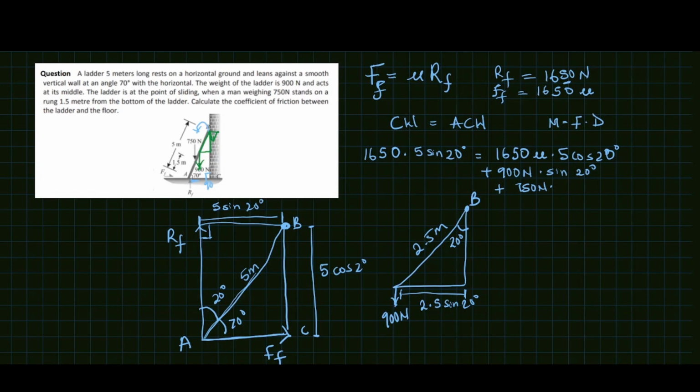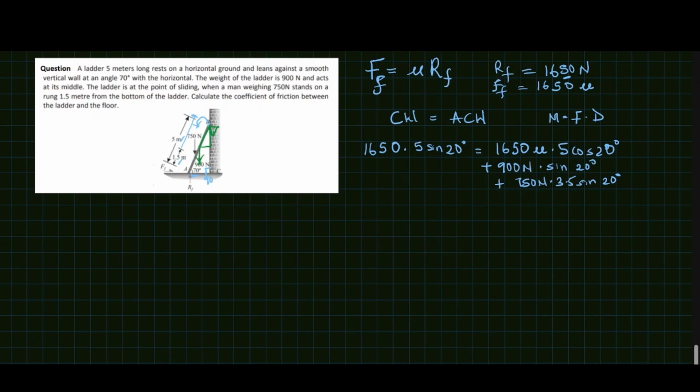Just imagine if the ladder broke at that point, where would B turn to? So in that case, it's just the 750 newtons. From here to here is actually going to be 5 minus 1.5, that's 3.5 meters. So it's just going to be 3.5 sine 20. Yes, this is going to be the answer.